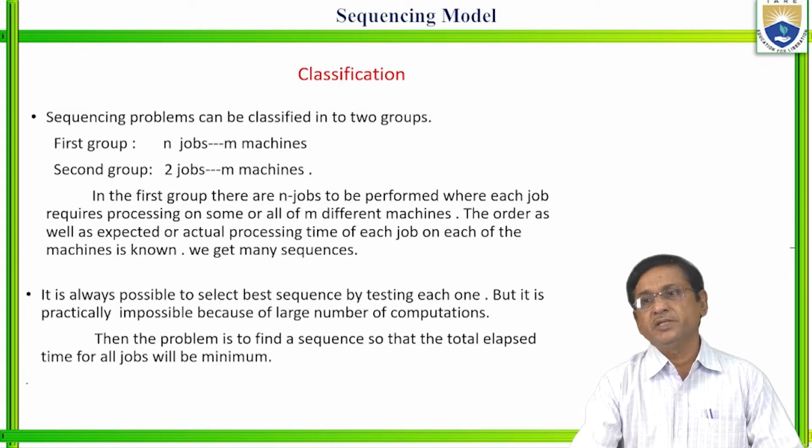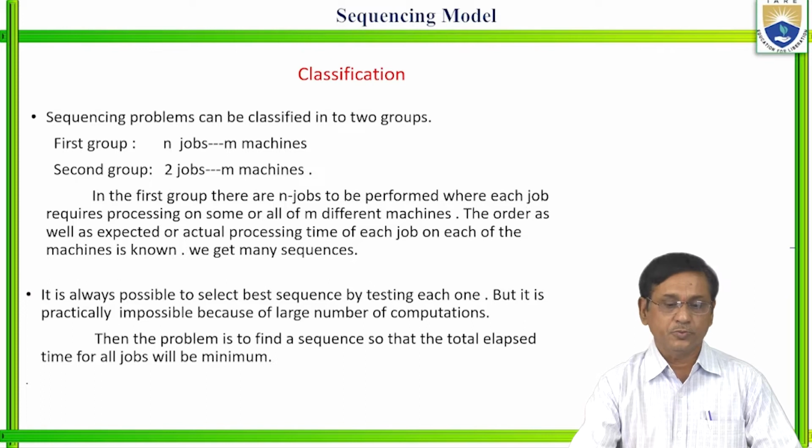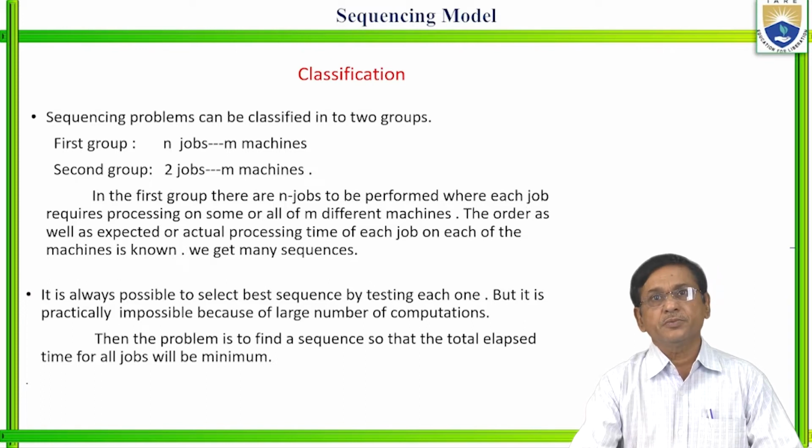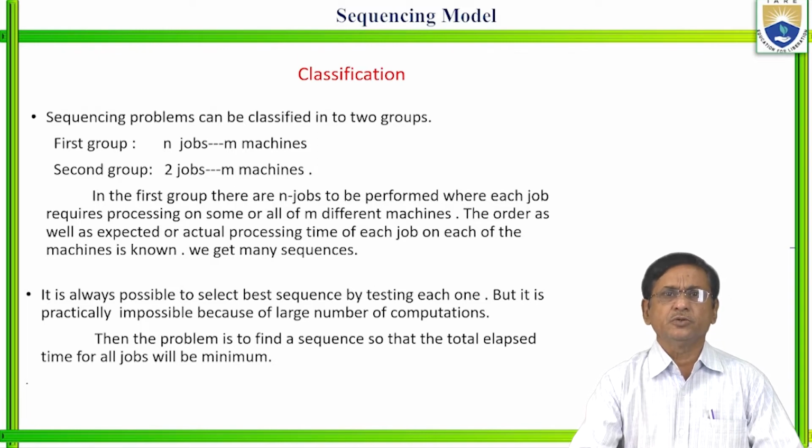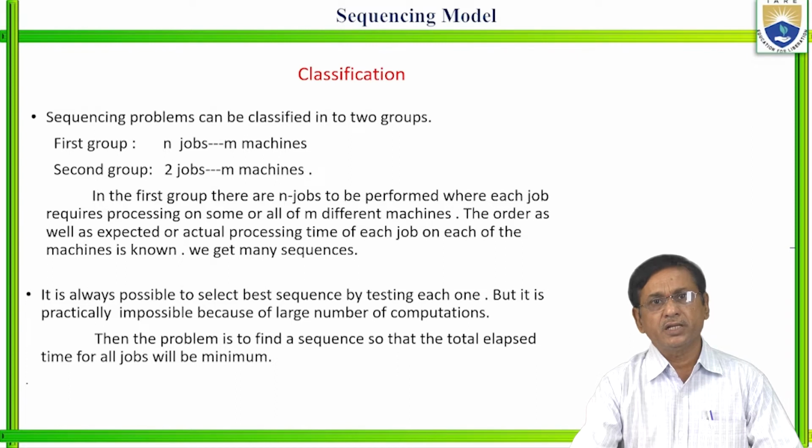Then classification. The sequencing model is classified into two groups: first, N jobs M machines, and 2 jobs M machines. In the first group, there are N jobs and M machines. The processing time corresponding to each job on each machine is known, and the order in which the machines are to be used is also known.